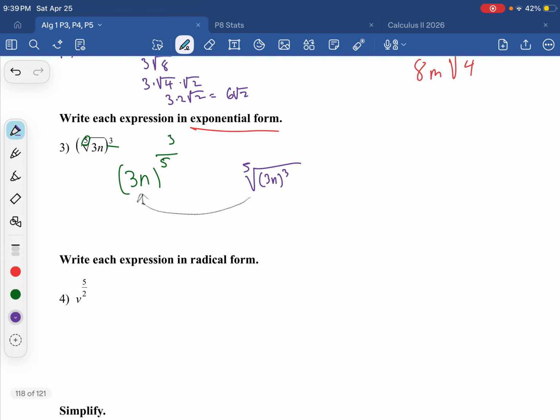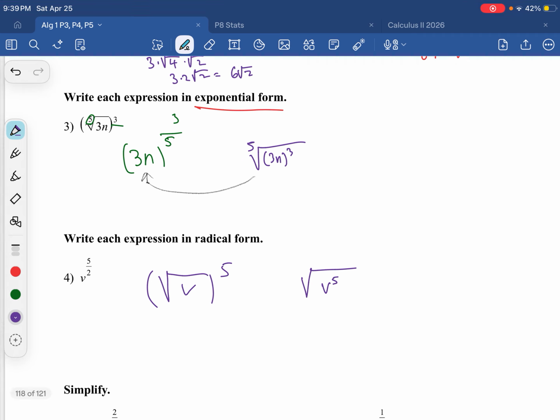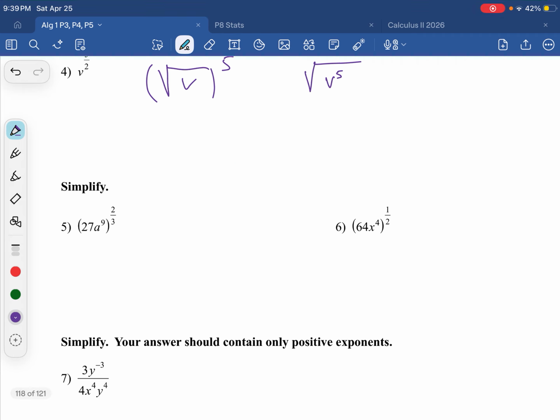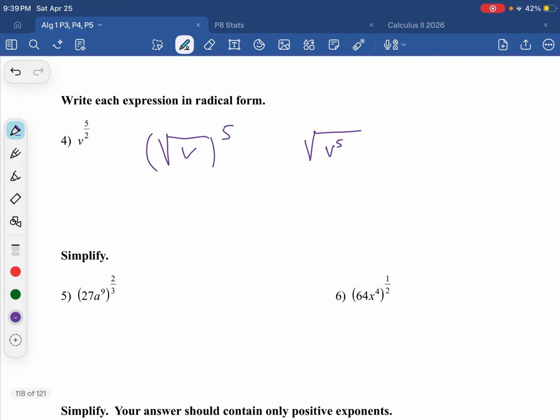For number 4, if I have v raised to the 5 halves, it's going to be the square root of v raised to the 5th. And again, you could also write this like the square root of v to the 5th. In numbers 5 and 6, we're going to write these in our radical form and then actually simplify it.